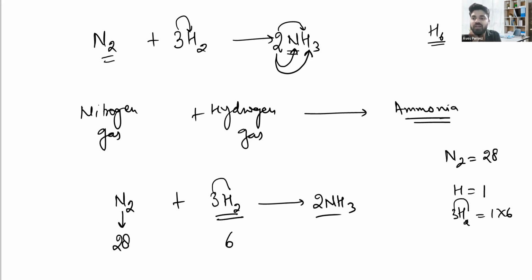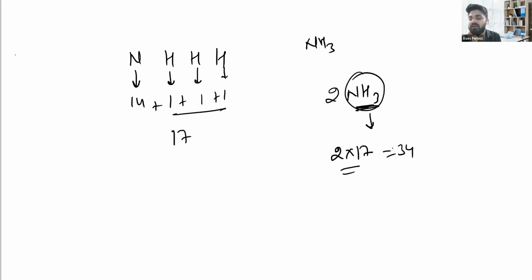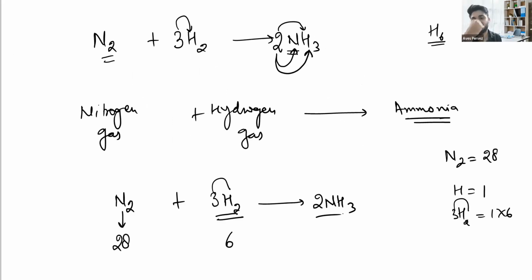Calculate the mass of 1 NH3. 1 N has how many? 14. This one 1, this one 1. This is total NH3. So 14 plus 1 plus 1, you will get 14 plus 3. You will get 17. And that is 2 NH3. So 1 is going to have 17, you will multiply this by 2. You will get 34. You understood? Everyone? Yes, sir. Avni? Abdul Jabbar? Yes, sir. Shumaisa? Yes, sir. So this will be 34.